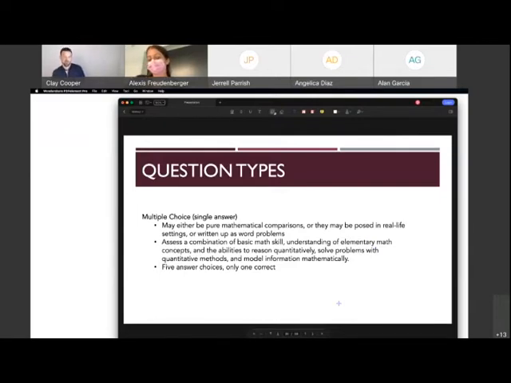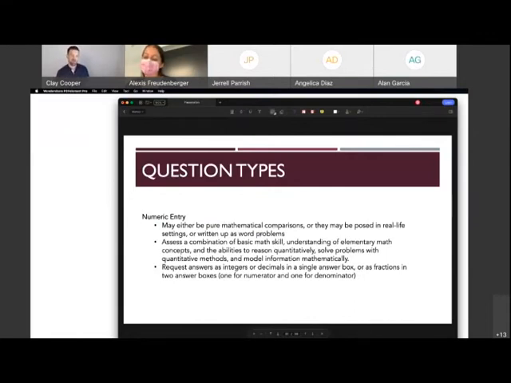Then you'll have multiple choice single answer questions. We don't even have to talk much about these. These are classic math questions that you'll face on any standardized test. There will be a multiple choice option, and you have to pick one. Then there are multiple choice, multiple answer questions, which are a little bit weirder. Sometimes they'll give you a very similar multiple choice question, but there is the possibility that more than one answer could be correct. As you can imagine, those can be more challenging.